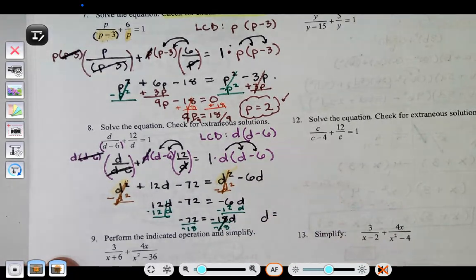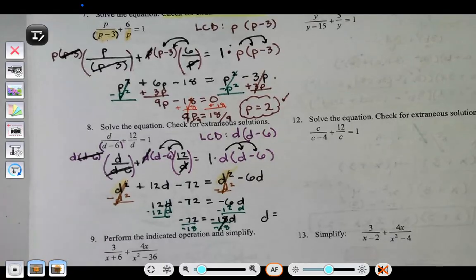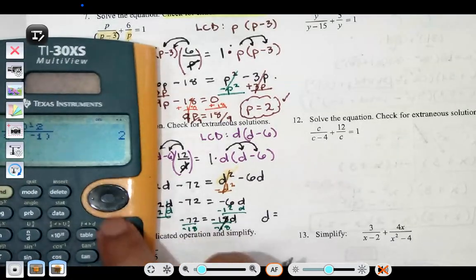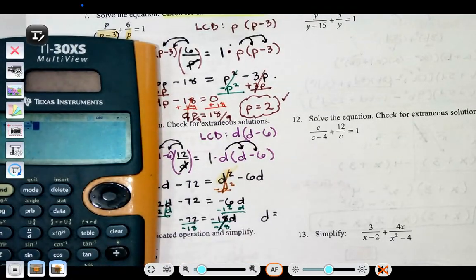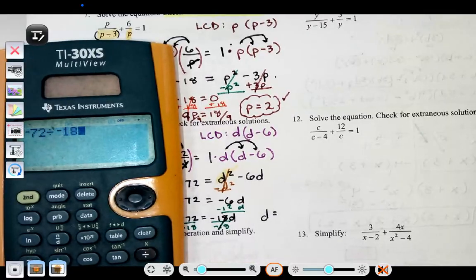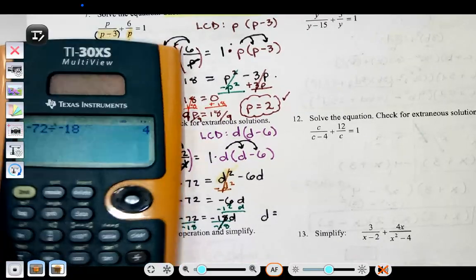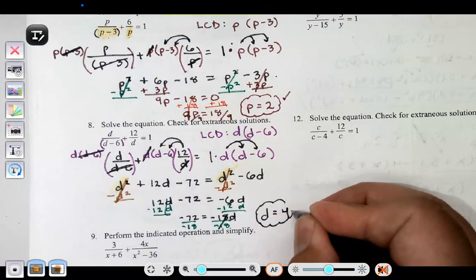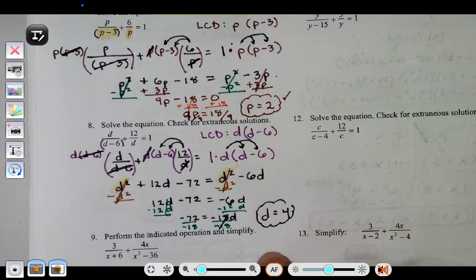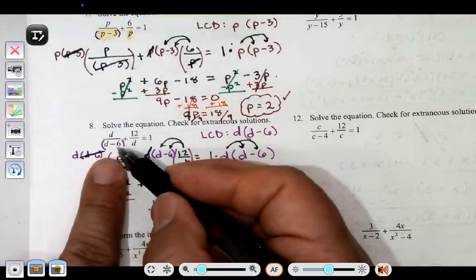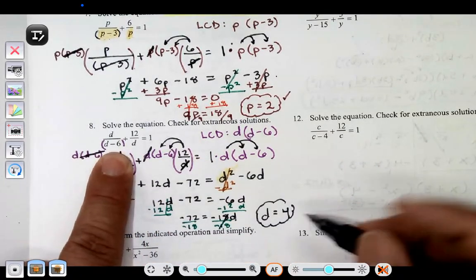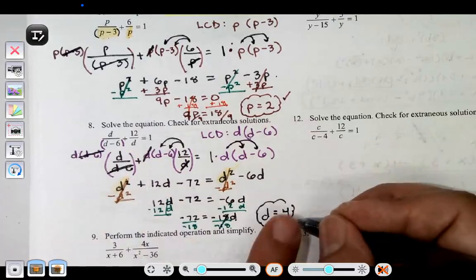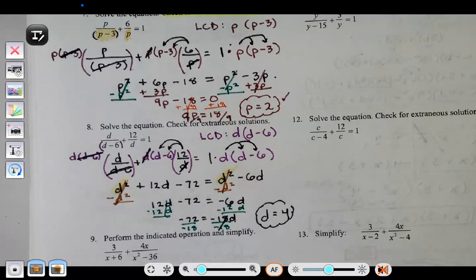D is equal to, and again, you might need a calculator for this one to double check your result. But when you work this one out, negative 72 divided by negative 18. All right, we got a nice little answer of 4. And again, normally you should be checking your answers to make sure it works properly. But it should be okay. 4 minus 6 does not result in a 0. Plug in a 4 here, it does not result in a 0 either.